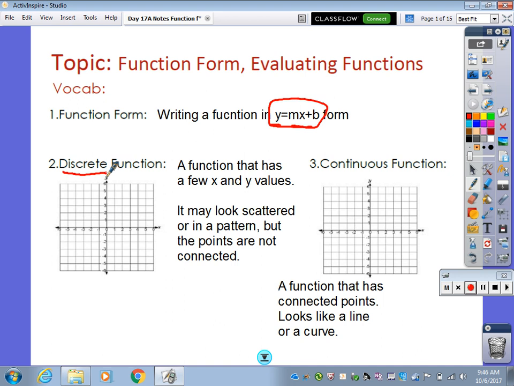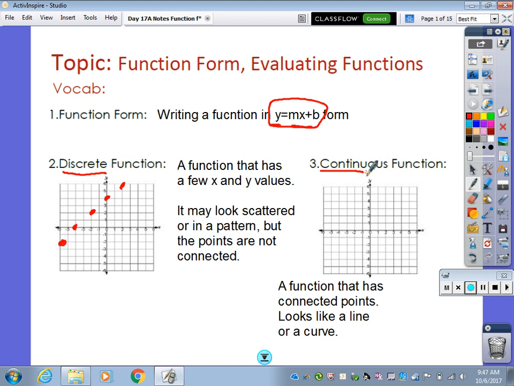It may look scattered or in a pattern, but the points are not connected. If you see a graph where you have a couple of points in different places, and it's a function, this will be an example of a discrete function. Again, a discrete function will have points that are not connected to each other. Points may appear in a pattern, but they will still not be connected. We call these types of functions discrete functions.